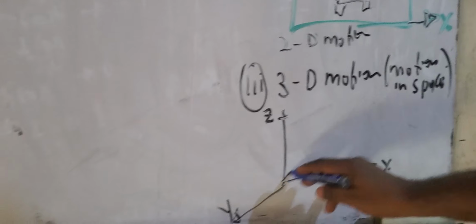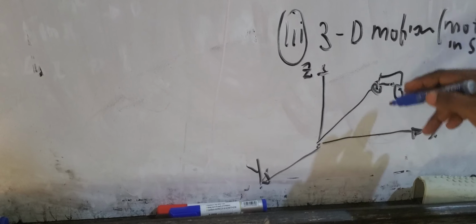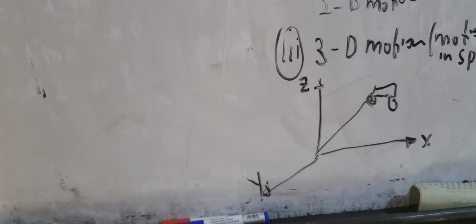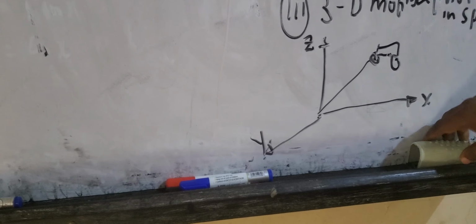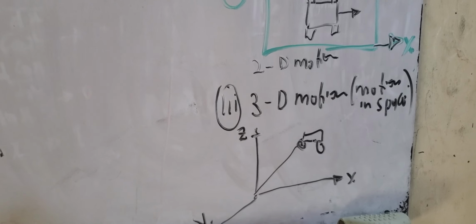Axis Y. So the body can be located in space. Let's say this is the body moving in space. That's the 3D motion. So these are the motions that we normally study fundamentally under mechanics. So I believe that you have an idea of everything I've written so far. So far, so good.